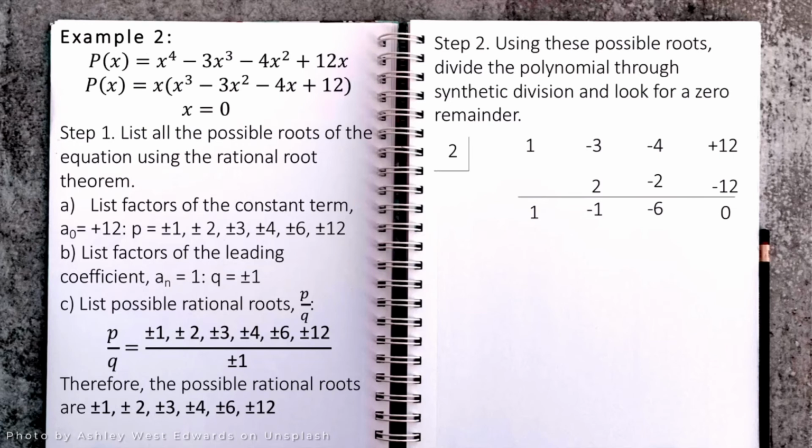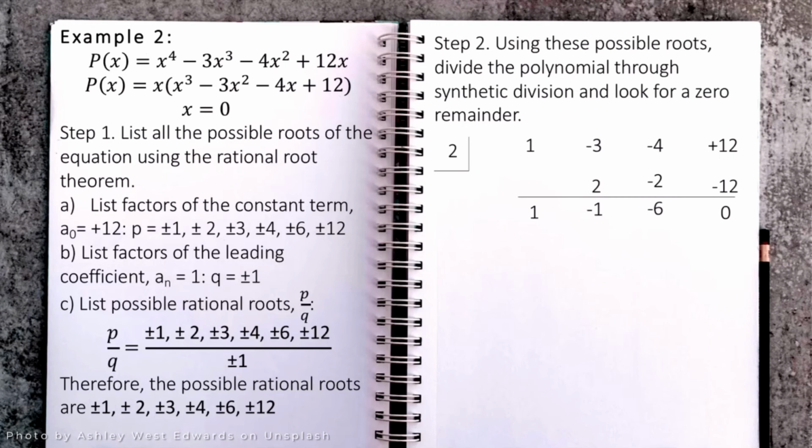Now, we have two roots, since x is equal to 0 and x is equal to 2. And then, the degree that we have is 4, or we have a fourth degree polynomial. Therefore, the utmost number of roots that we have is 4 only.